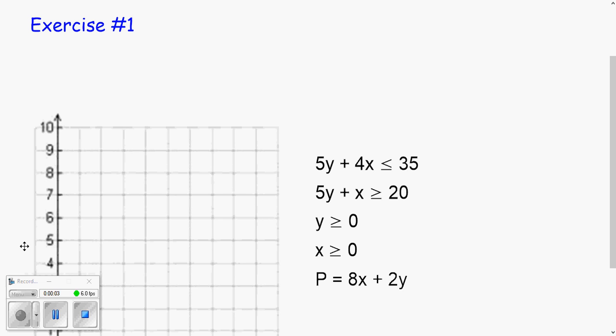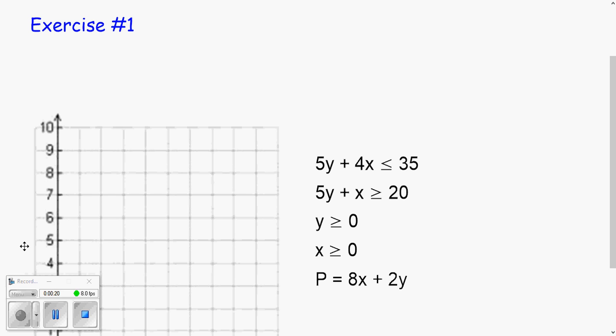Chapter 3, Section 4 talks about linear programming. Linear programming just allows you to maximize or minimize real-world objects. And before we do the whole real-world application, we need to get used to the process of graphing these things and seeing what our options are.